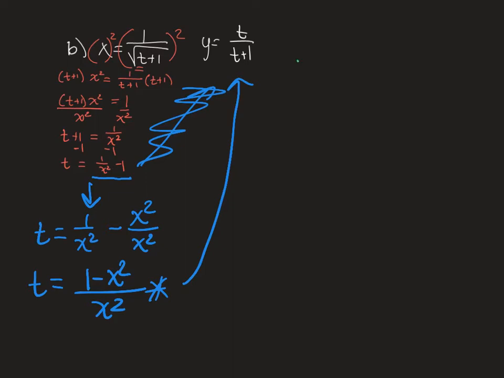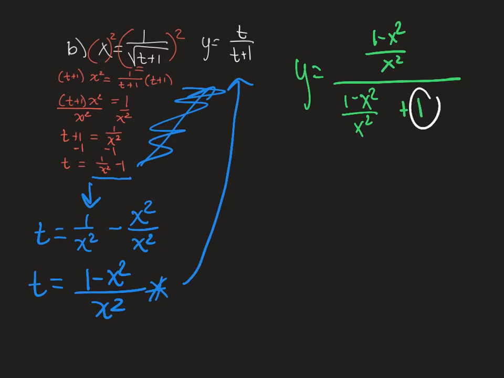So I'm going to have y equals, and on top I have a t. So on top I'm going to put 1 minus x squared over x squared, over, on the bottom I have another t, 1 minus x squared over x squared plus a 1. I'm going to do the same trick again right here to this 1. I'm not going to call it a 1. I'm going to call it an x squared over an x squared, because then my denominators in the bottom are going to be the same.